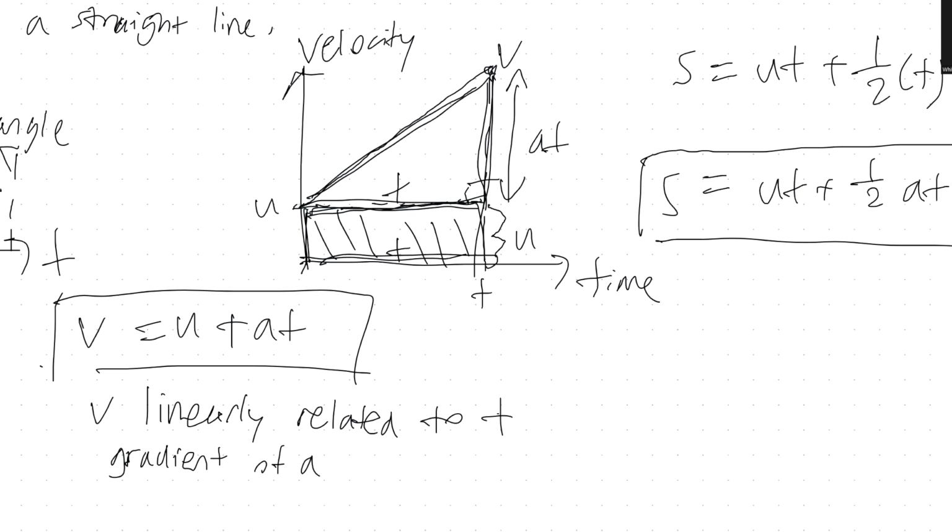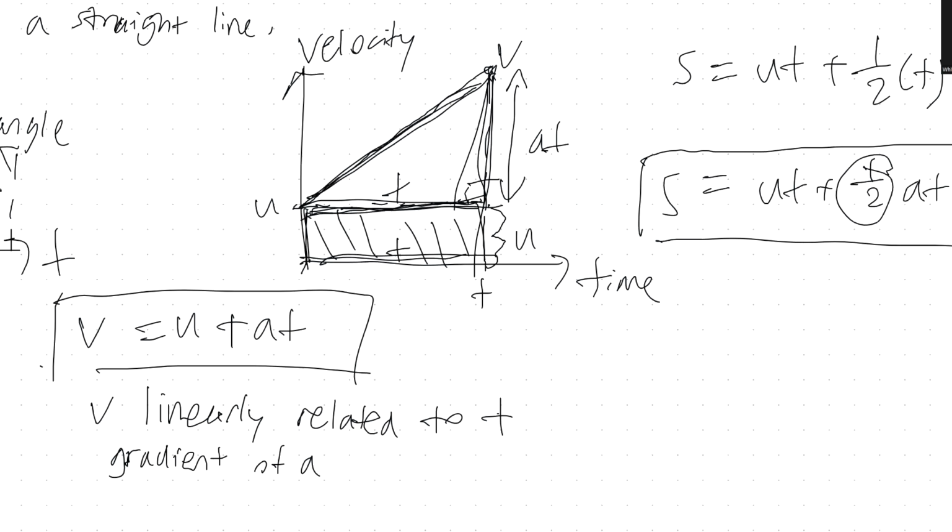And it is through this sort of graphical method that you can understand why you have these things. For example, the half appears because you have a triangle, and your triangle's area is half times base times height. So that's why your half comes in.